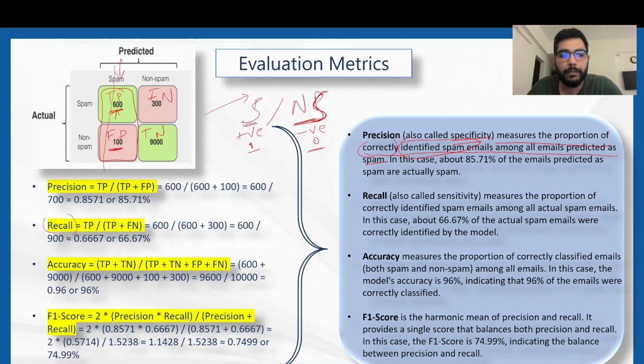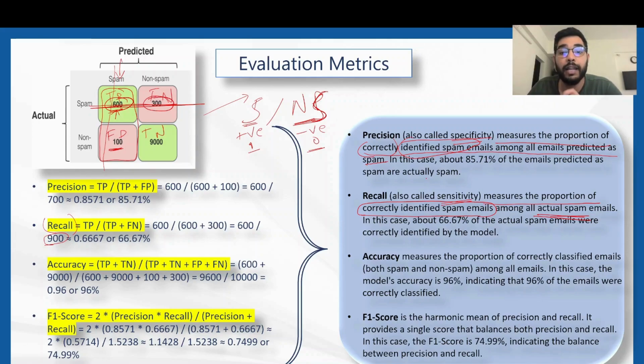Now coming to recall. Recall, also called sensitivity, measures the proportion of correctly identified spam emails. Both definitions remain the same: the proportion of correctly identified spam emails among all the actual spam emails. The actual spam emails is this particular line, 600 plus 300, that is 900, the actual spam emails.